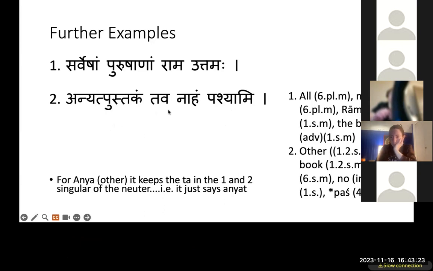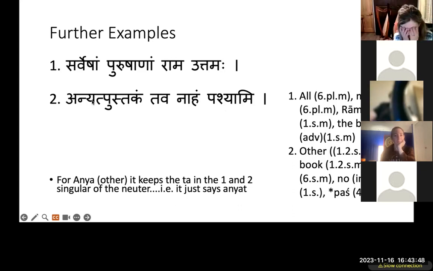So there's a lot going on there, but what I want you to be clear on is that anyat is declined as tut, like tut is in the demonstrative pronouns. So that other book, both in the accusative. So you would start nominative, I, pashami, verb, do not see, na, don't see. And I'd say, anyat pustakam, that other book in the accusative. And then you go, what about that other book? It's that book of yours.